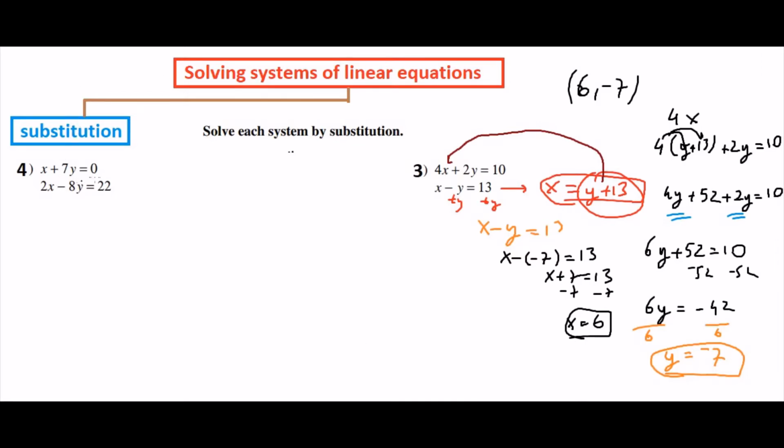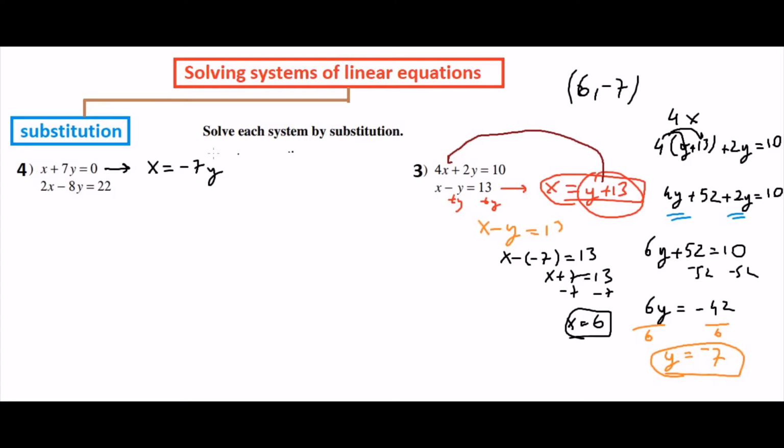So we have x plus 7y equals 0, 2x minus 8y equals 22. Let's solve for x here. Subtract 7y on both sides: x equals negative 7y. Again, it doesn't matter which one you solve for, but you need to plug that value into the other equation. Here I wanted to solve for x. You could solve for y and then plug in y.